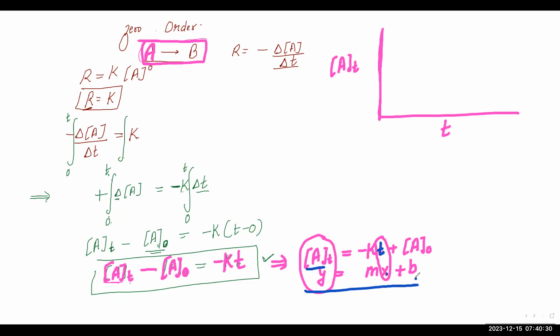And what is B? B is when the time is 0, whatever the initial concentration, we call it the y-intercept. That is your initial concentration, A naught, when the time just started the experiment. When you draw the line, you'll get a straight line like this. Negative, why? Because the slope is negative. What is m here? Minus k.